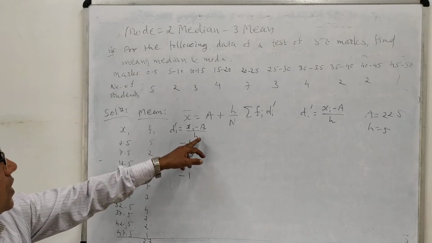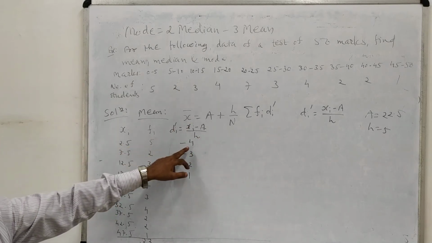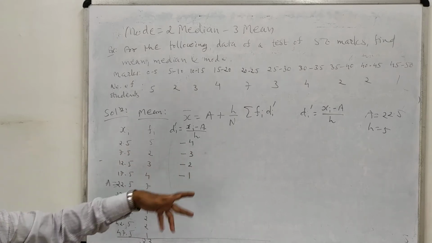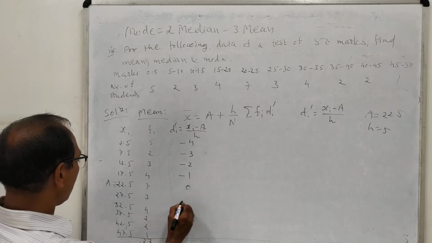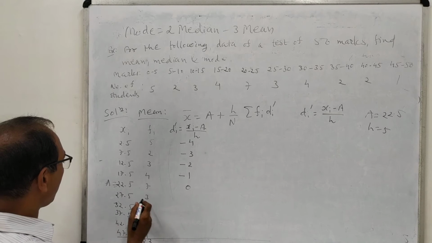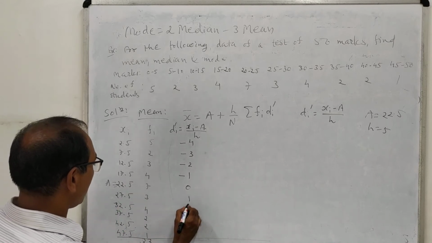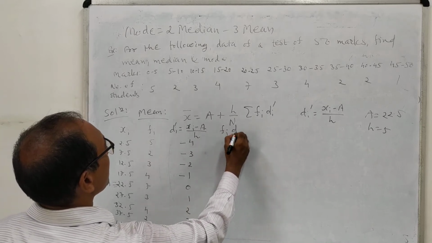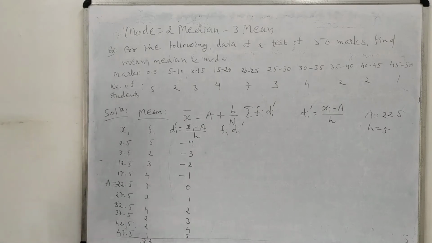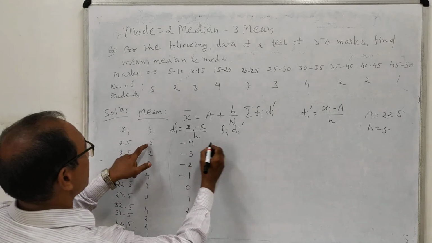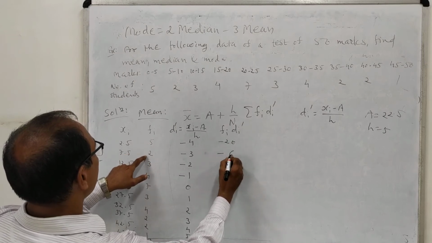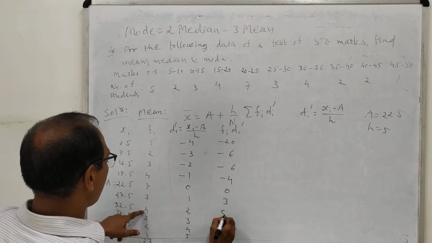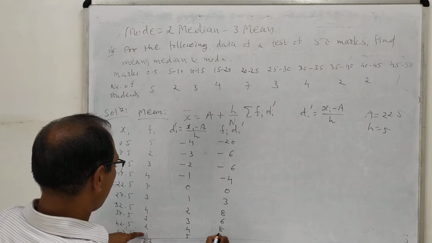If we had not used h, then here we would have written minus 20, here minus 15, and so on. So here it will become 0. Then 27.5 minus 22.5 means 5 by 5 is 1, then 2, 3, 4 and 5. Then we find fi into di dash. It is very simple if you divide, it becomes very simple. So fi into di dash means minus 20, minus 6, minus 6, minus 4, 0, 3, 4 to the 8, 6, 4 to the 8, and 5.